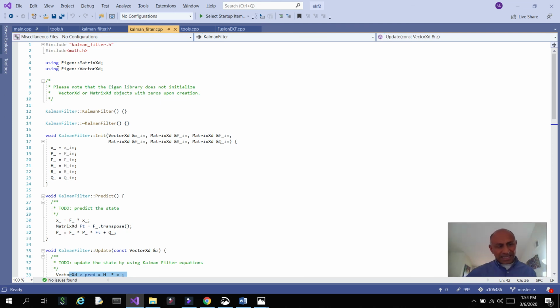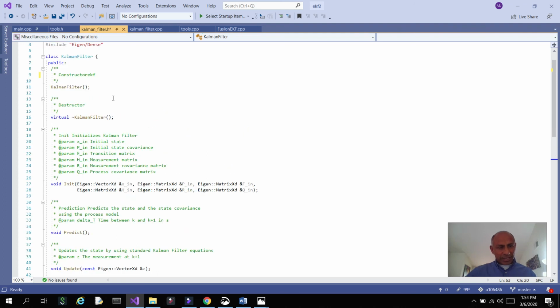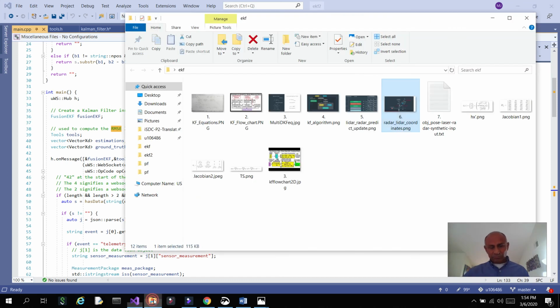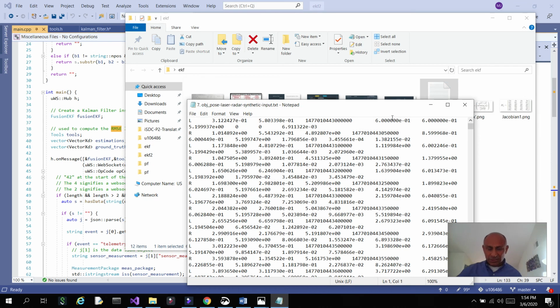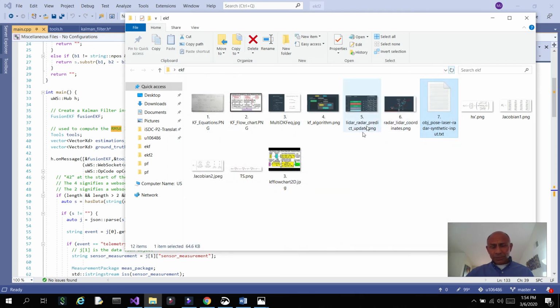The Eigen dense library was used for matrix functions. Then in kalman_filter.h, you declare the functions and the Kalman filter class. Then you have the main.cpp file, which was reading the measurements. If you wanted to download the measurements, you could do it in your system. I used the Udacity workspace, but you could download the measurements file and have it read. But this was being done by the simulator.